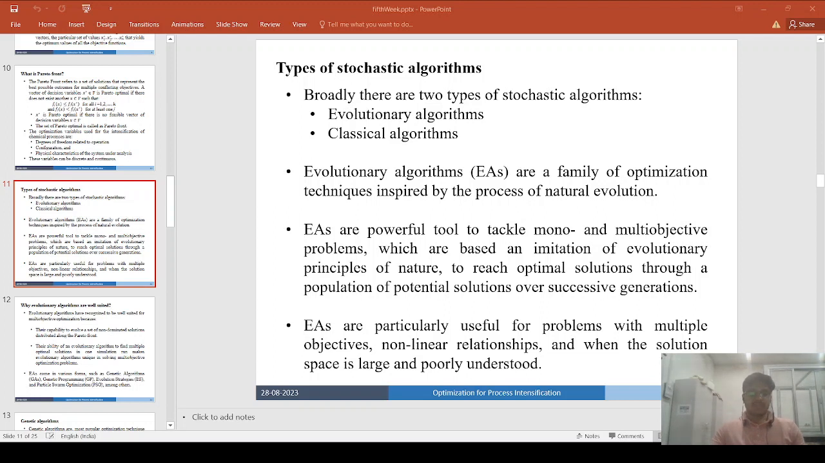So, what are the approaches for the classical methods? There are two approaches for classical methods. One approach is to consider the optimization of one objective, while the rest of them are treated as restrictions.